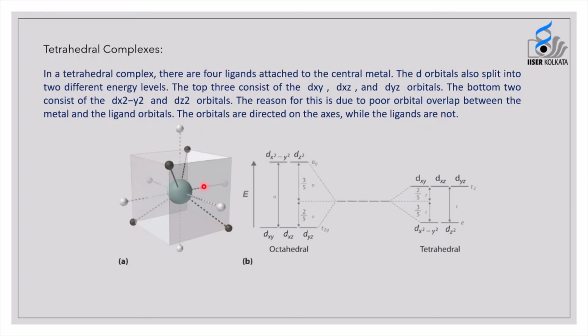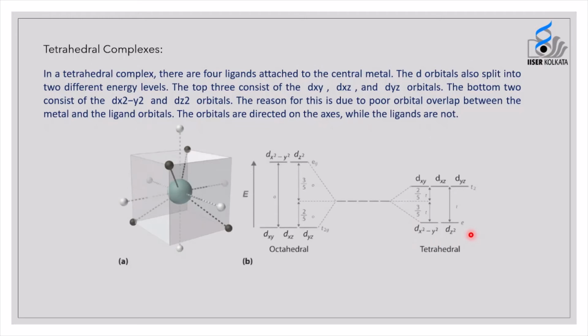Because of this, these orbitals are higher in energy, and the remaining orbitals, which are along the axis, will interact minimally. Those are dx²−y², which is along the x and y axes, and dz², which is along the z axis. So they are not going to interact, and they will be at the bottom.